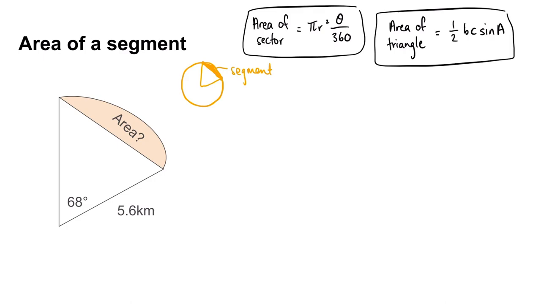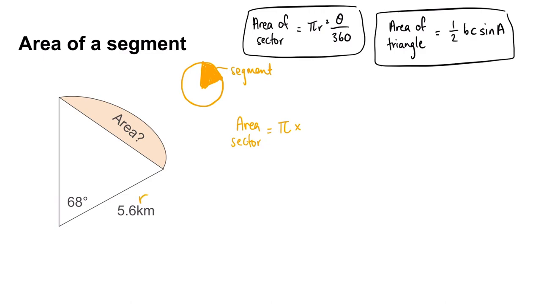Now you see I've got two rules written at the top of my page. I'm going to use those two rules to help me find that segment piece. So let's start off by finding, what if we wanted to know the area of that whole sector? We're going to start by using our area of a sector rule. So the area of this sector starts off with pi, and then we're going to times that by r squared.